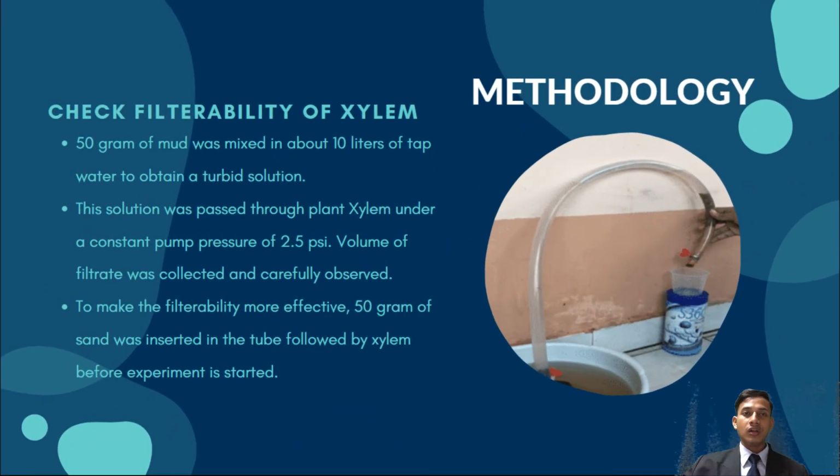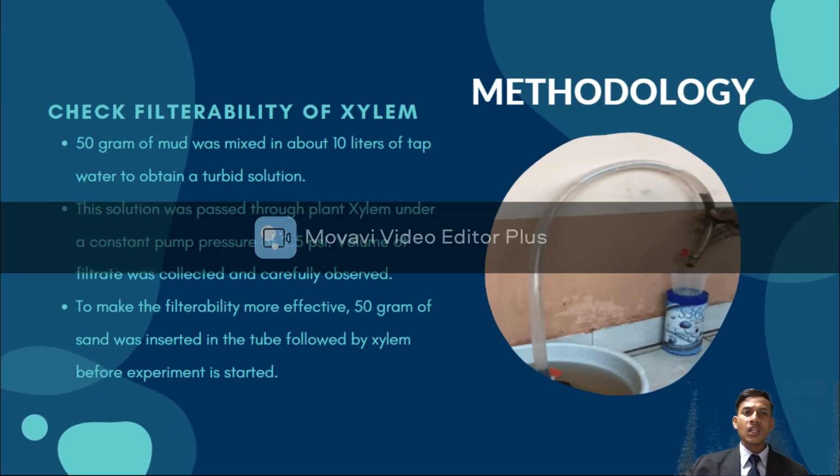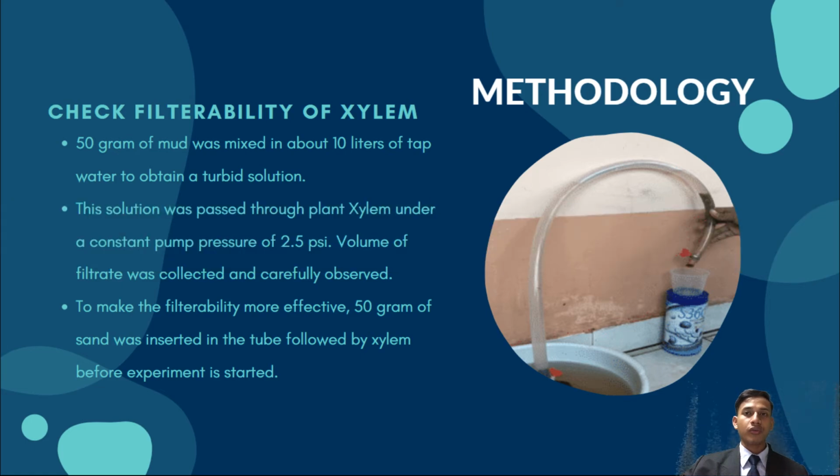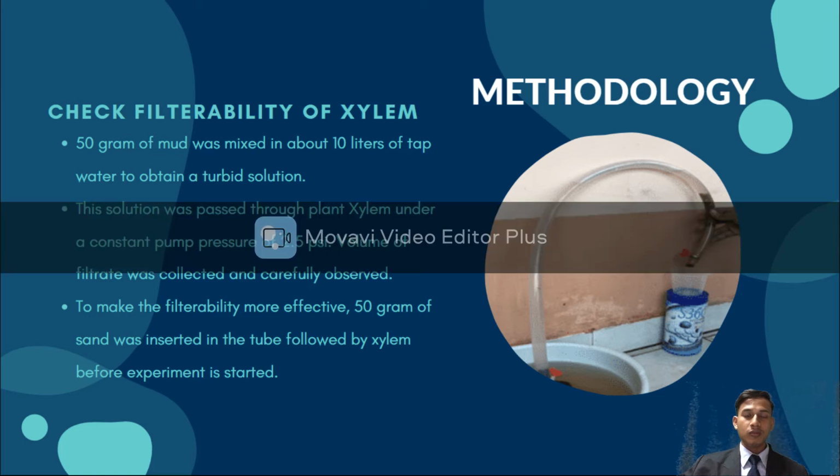Check filterability of xylem. 50 grams of mud was mixed in about 10 liters of tap water to obtain a turbid solution. This solution was passed through plant xylem under a constant pump pressure of 2.5 pounds per square inch. Volume of filtrate was collected and carefully observed. To make the filterability more effective, 50 grams of SAM was inserted in the tube, followed by xylem, before the experiment was started.